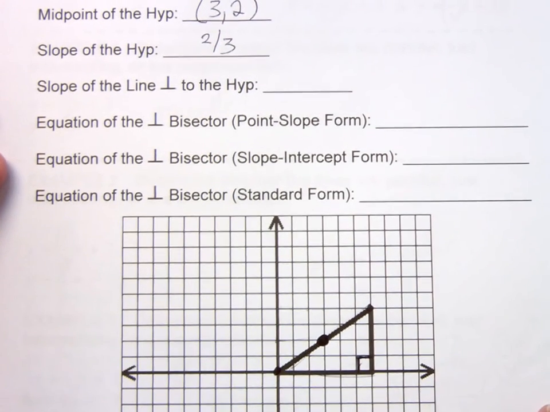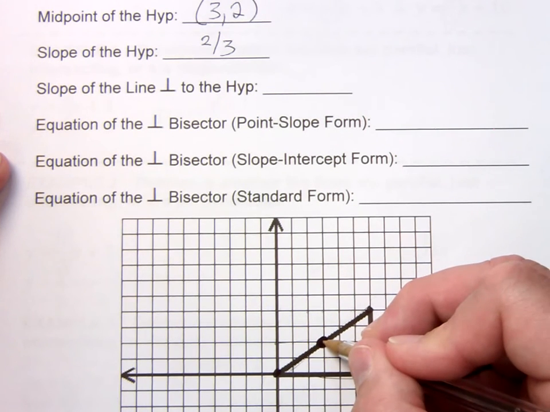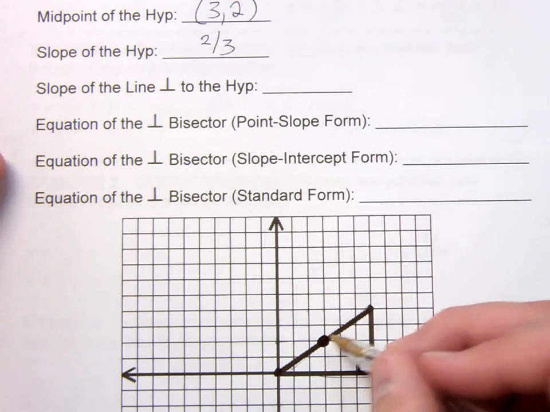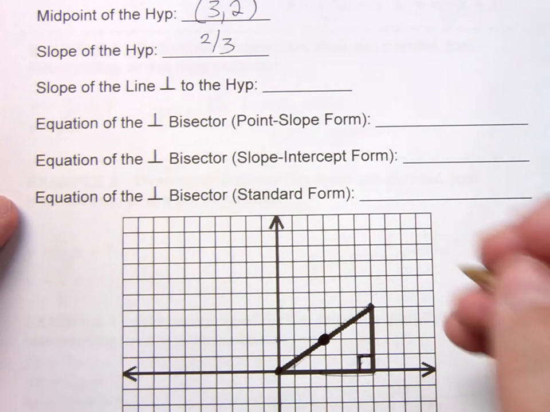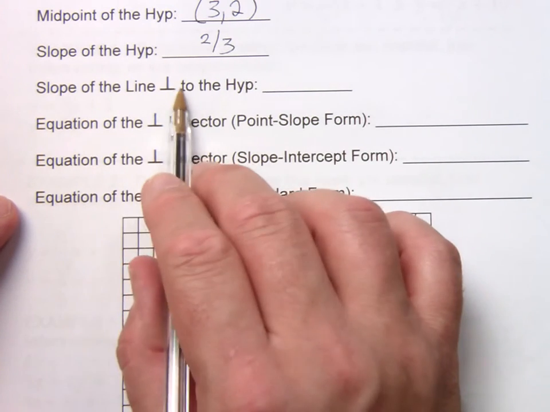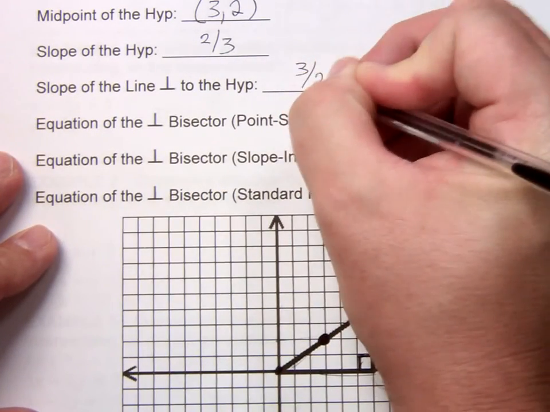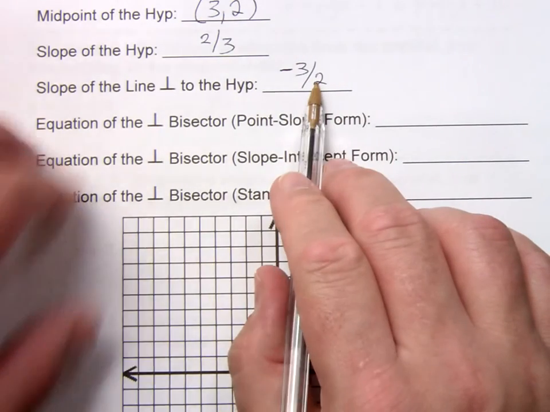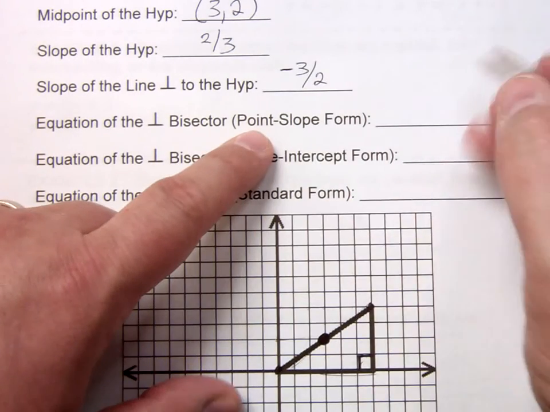Well, now I should be able to get the equation of a line, because now I know a point that the line goes through. And because I know the slope of the hypotenuse, I should be able to find the slope of the perpendicular bisector. Because remember, if they are perpendicular to each other, their slopes are opposite reciprocals. So for the slope of the perpendicular bisector, I flipped the fraction, and because this one was positive, I changed this one to negative. So now I have a slope and a point for the line that I want an equation for. So I'm going to start with point-slope form.